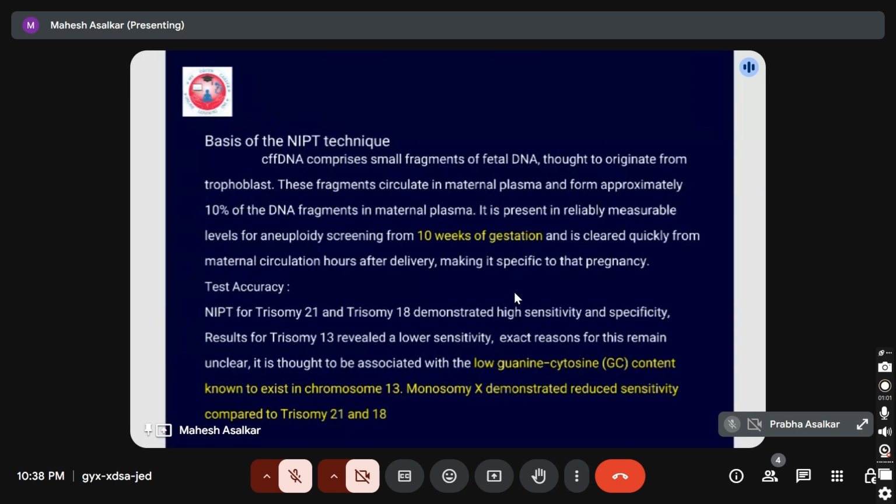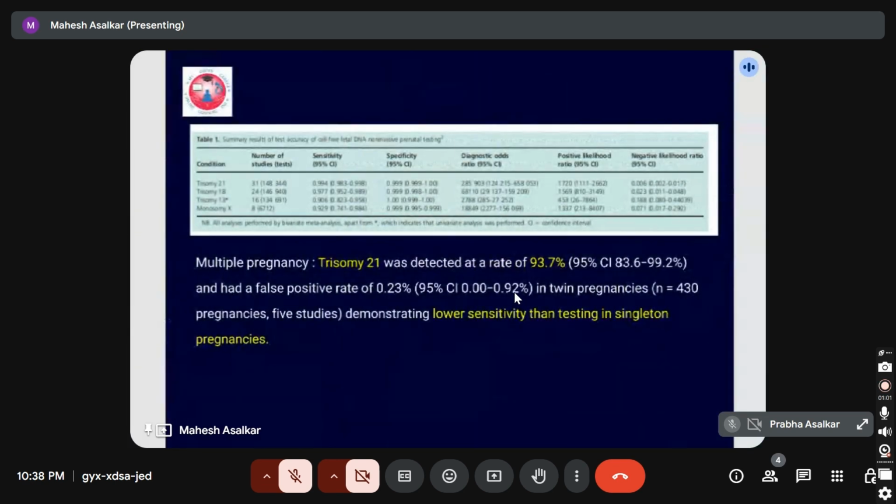If you see the sensitivities of this particular test in this table, you will see that it is highly sensitive for trisomy 21. Under the heading of sensitivity, it is 0.994, that is 99% sensitive for trisomy 21, then 97.7% for trisomy 18, then 0.906, that is 90% sensitivity for trisomy 13, and monosomy X 0.92. So the highest sensitivity is seen in trisomy 21, followed by 18, followed by monosomy X, and followed by 13.